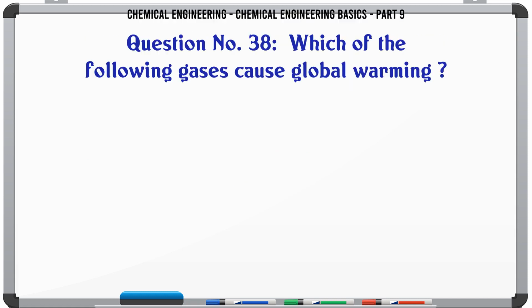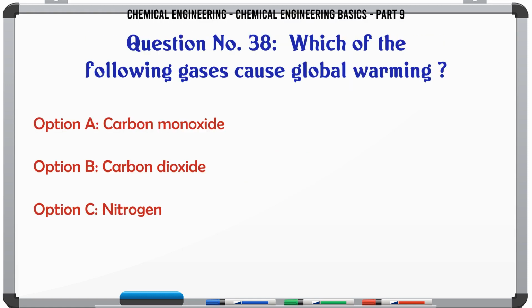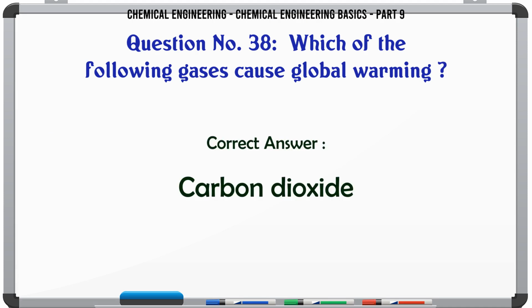Which of the following gases cause global warming? A. carbon monoxide, B. carbon dioxide, C. nitrogen, D. ozone. The correct answer is carbon dioxide.